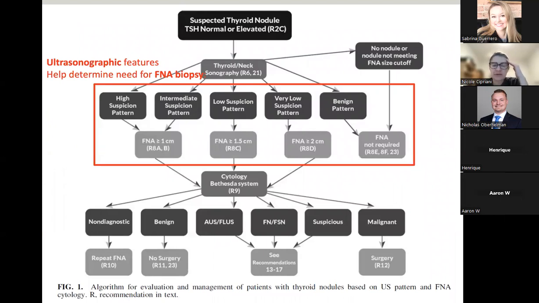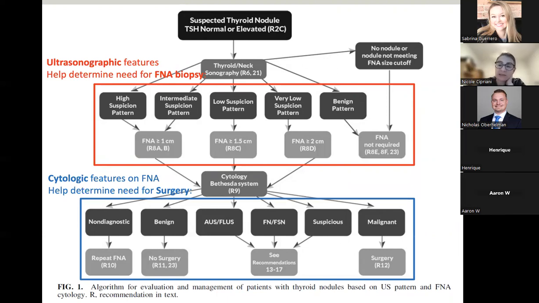These ultrasonographic features then determine whether the patient will go for an FNA, depending on the ultrasonographic features and the size generally. There are some countries that don't really FNA thyroid nodules that are smaller than a centimeter. Here in this country, we're a little bit more aggressive and we poke and prod at everything. So we have a lot of thyroid FNA.